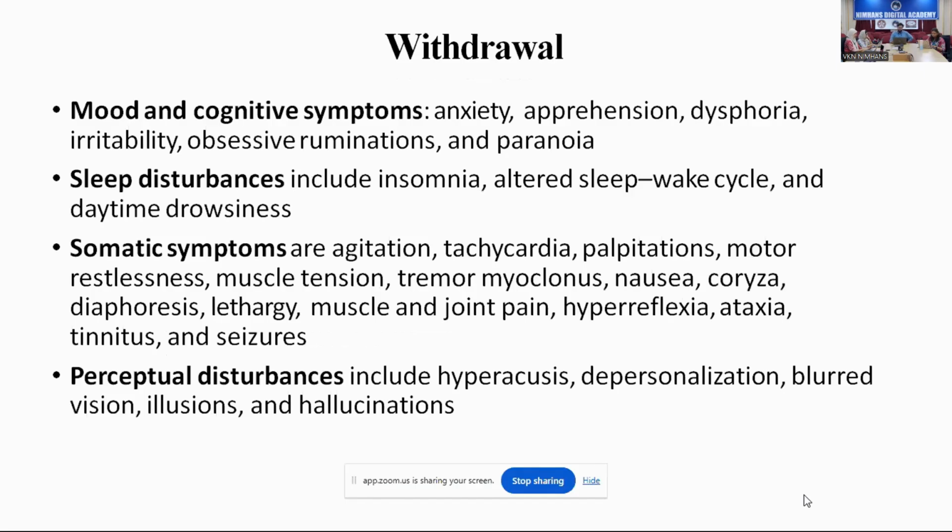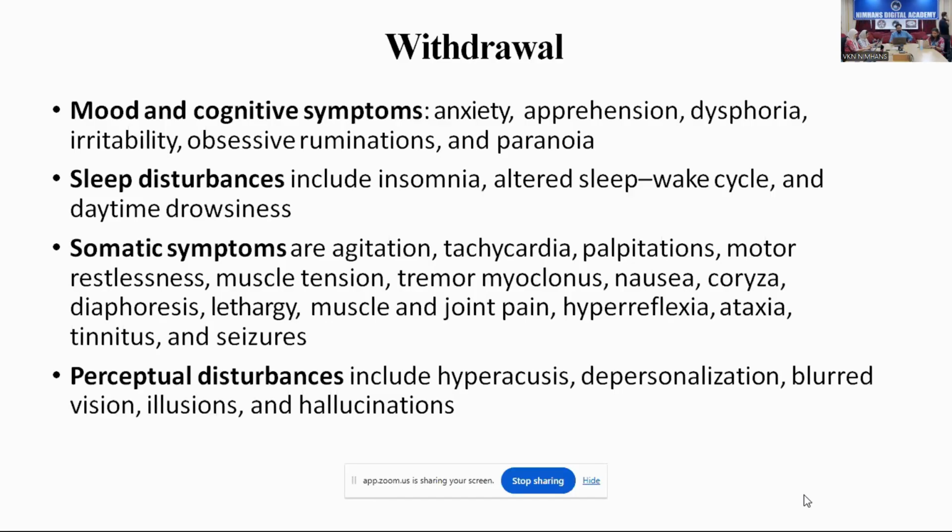Mood and cognitive symptoms. Again, a very strange sense of dysphoria, anxiety, apprehension, irritability. There can be obsessive and depressive ruminations and paranoia also in certain cases. Sleep disturbances are the most common presentations, which include insomnia, altered sleep-wake cycle, and daytime drowsiness. Along with that, some physical symptoms like agitation, tachycardia, palpitations, restlessness.